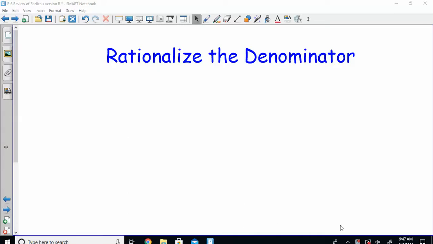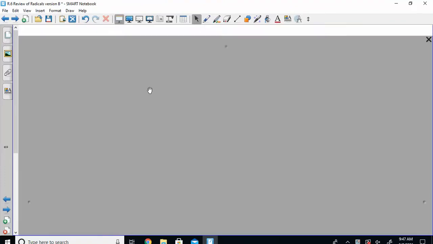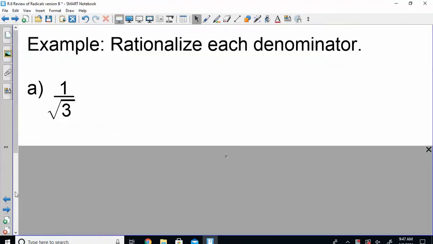Rationalizing a denominator. When we have a problem with radicals, you cannot leave that radical in the denominator. So the process of moving that radical out of the bottom of the fraction is called rationalizing. So let's start with this one. I want to rationalize the denominator, get the radical out of the bottom. So to do that, do you guys remember what you do?